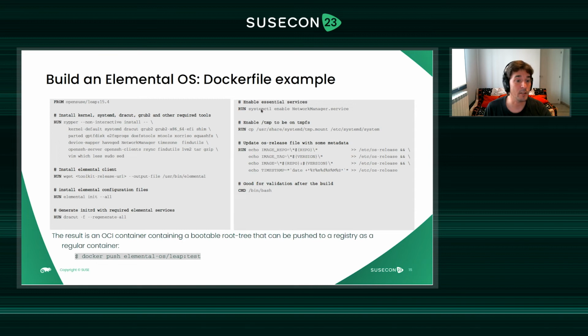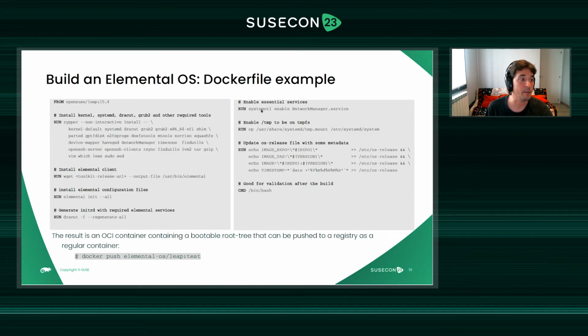So this is a real functional example. This is an example that is building an Elemental OS based on openSUSE Leap 15.4. So obviously from the very beginning, we just set the underlying base image. In this case it is openSUSE Leap 15.4. And after that, we just start with the 5 steps we mentioned before.